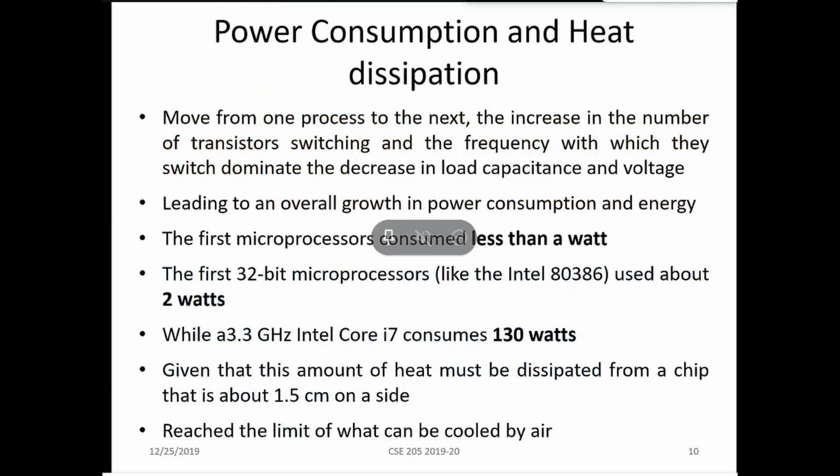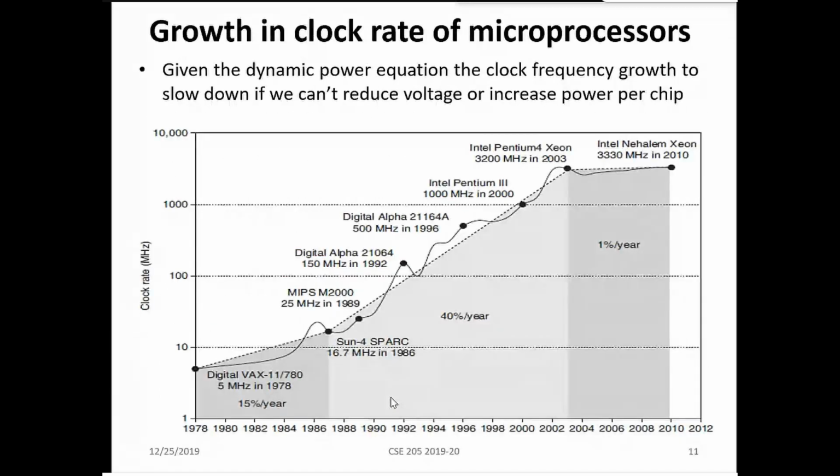And the story here they have given is about the power consumption. When you go with the first microprocessor, it consumed less than a watt. Then with the 32-bit microprocessor, it's about 2 watts. When it is a 3.3 gigahertz Intel Core, it consumes 130 watts. So this much heat must be dissipated from a chip that is about 1.5 centimeters on a side. I mean the chip size. So obviously, whenever you have heat dissipation, the cooling also has to be handled.